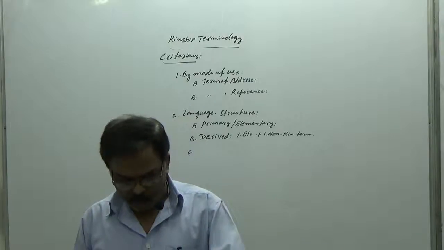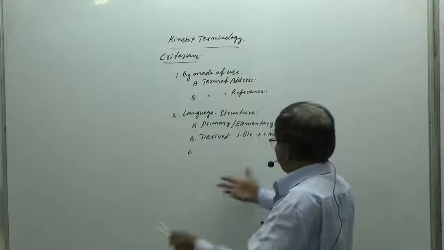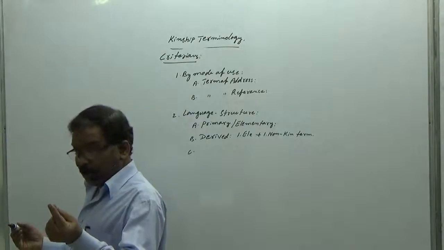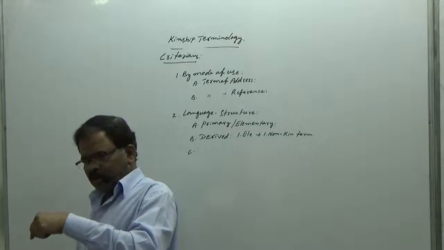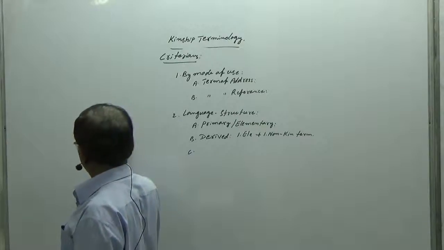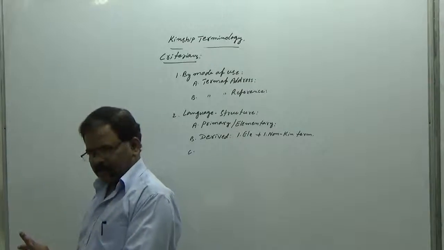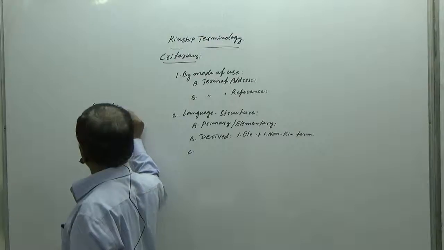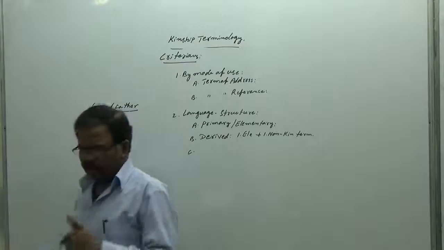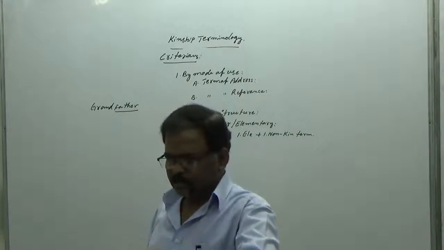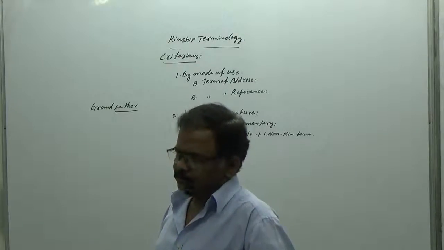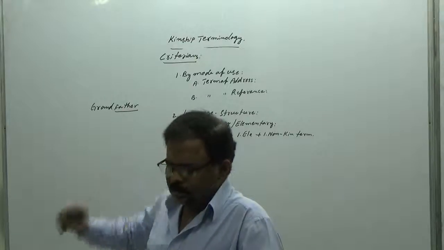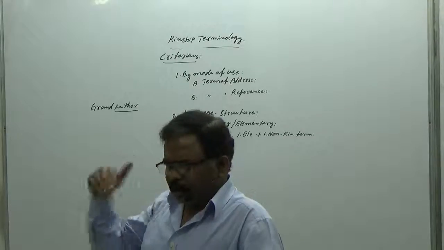Here, in derived terminology, again, some rules are there. If there is a consanguinal term, first we use a non-kin term, then only we use a kin term. That means we use the kin term either as prefix or suffix. Suffix, for example grandfather. The first term is non-kin, the second term is kin term. In consanguinal: he is my eldest brother, he is my grandson.